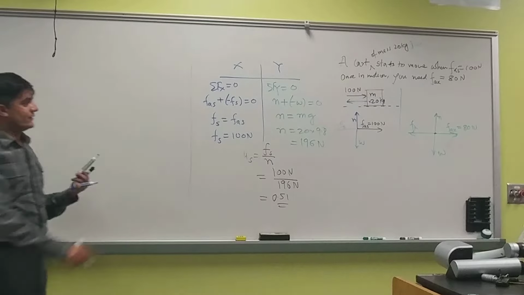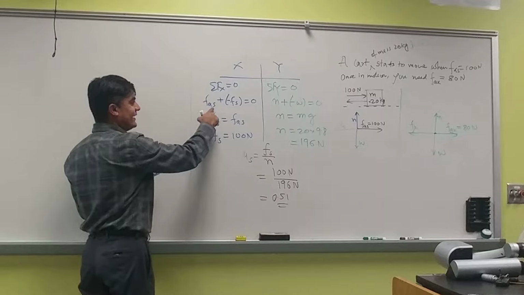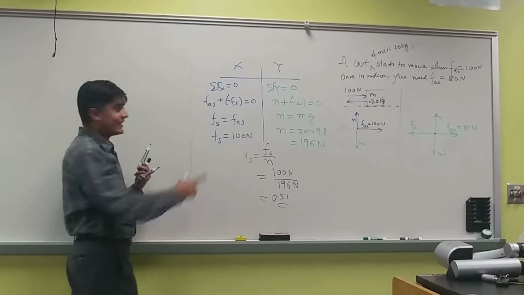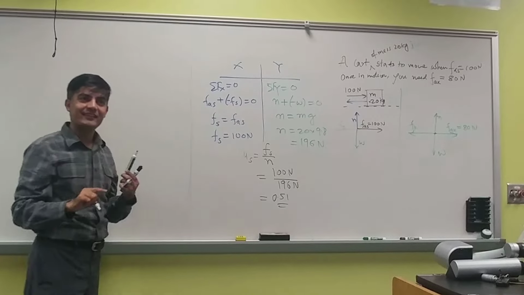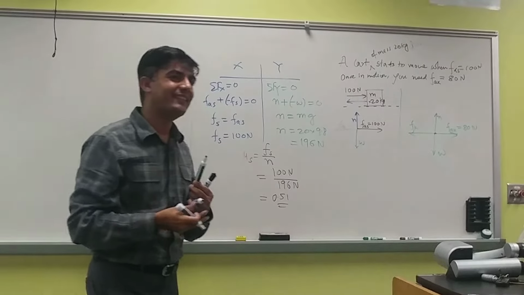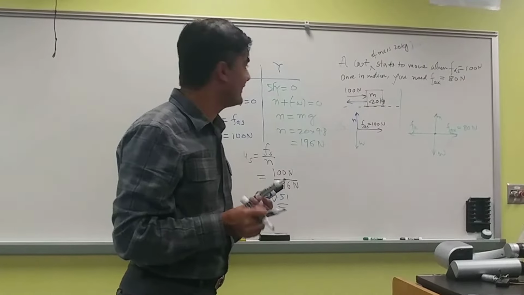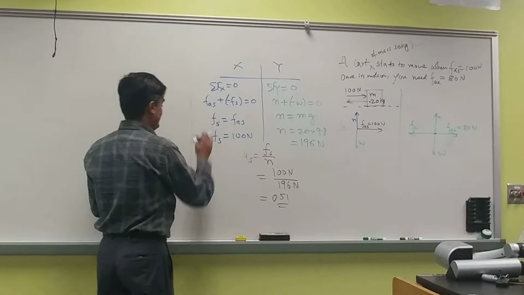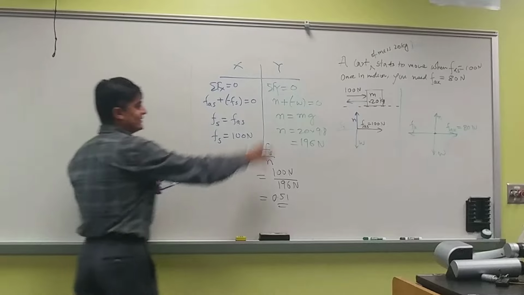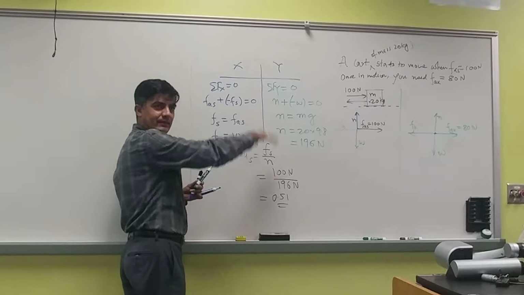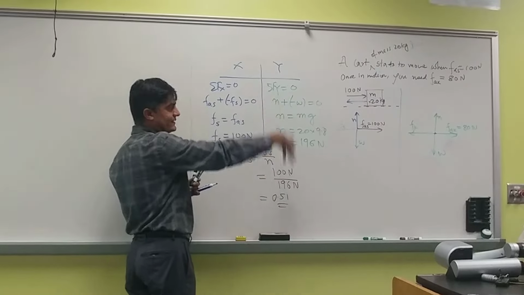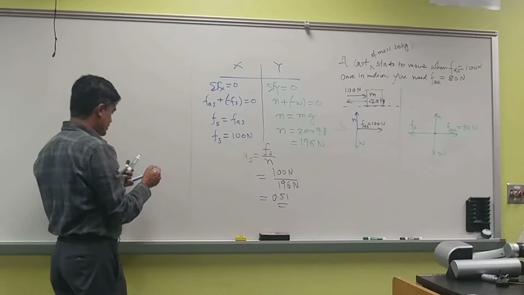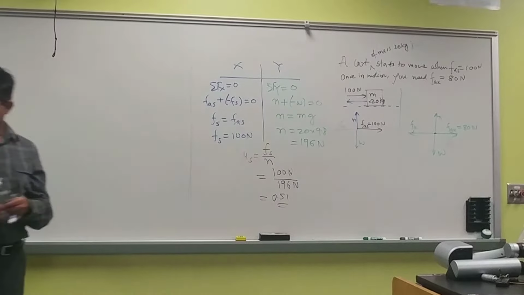So 80 divided by 196. Everything is same. S goes to K, right? Static goes to kinetic. F k is going to be 80. Now this one will be F k. This one will be the same. The y is same. There is no change in y. But in x there will be a change in value.